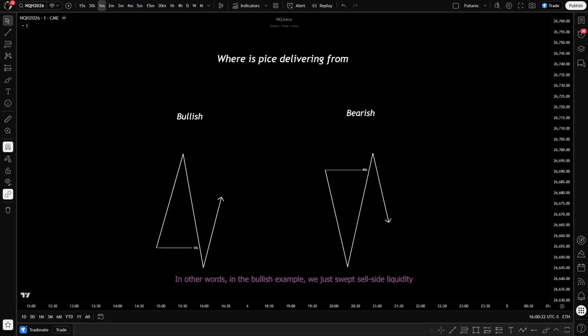Another important part is knowing where price is delivering from. In other words, in the bullish example, we just swept sell-side liquidity and we are starting to respect bullish PD arrays and disrespect bearish PD arrays, so we can assume we are bullish. And in the bearish scenario, we just swept buy-side liquidity and we are starting to respect bearish PD arrays and disrespect bullish PD arrays, so we are bearish.